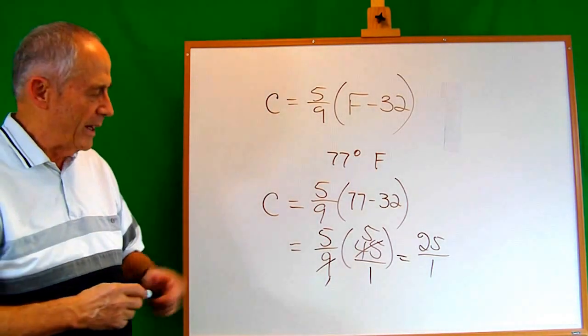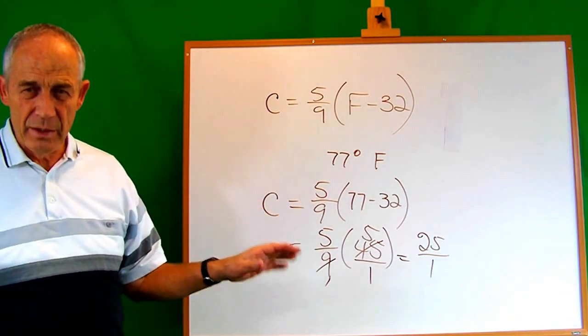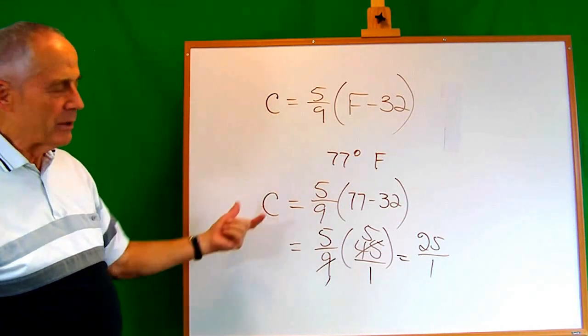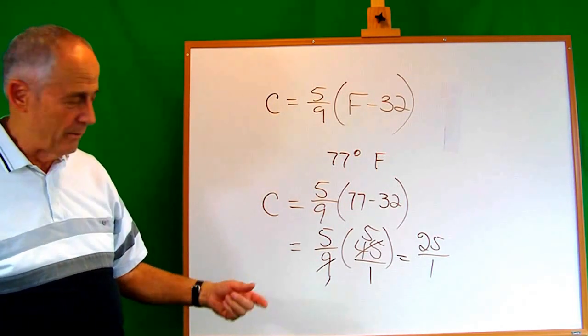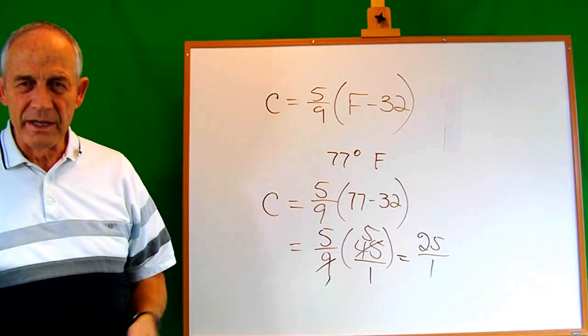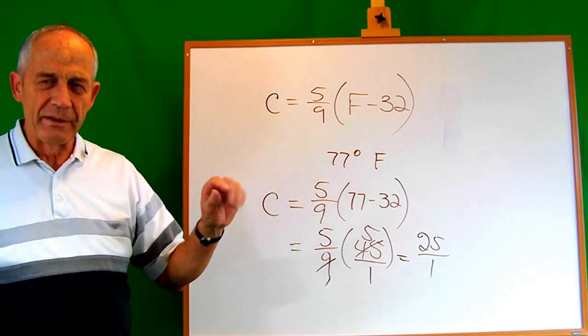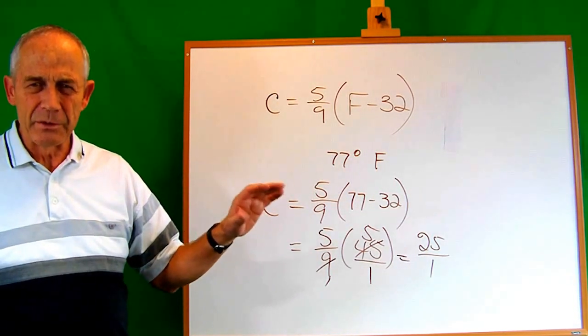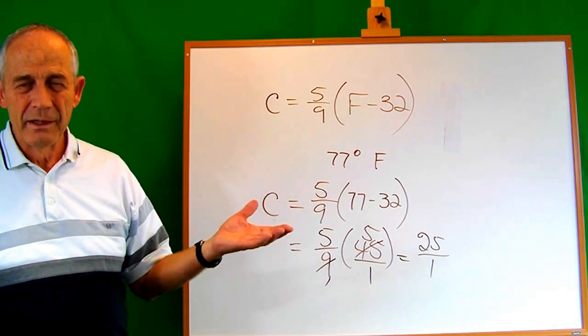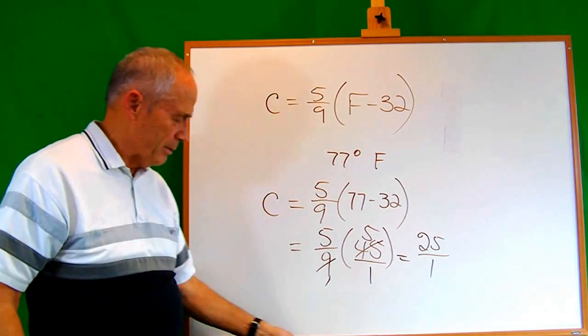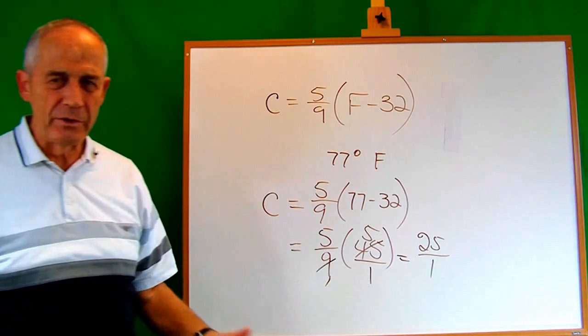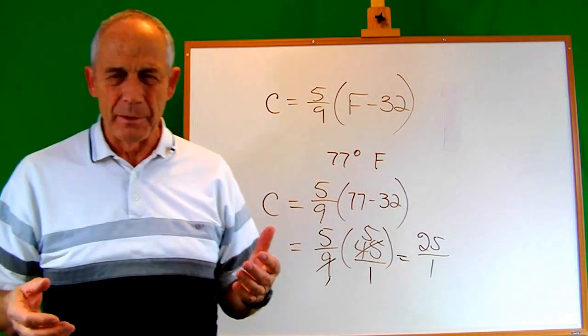So when it's 77 degrees where you are, you can tell your friend or your relative that it's 25 degrees, and then they will understand. They will understand what that temperature represents. So this is just an example, but it's how we use the idea of evaluating formulas.